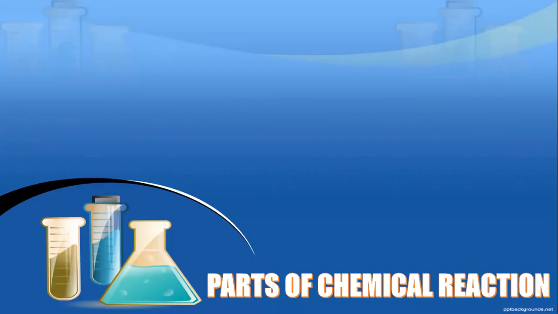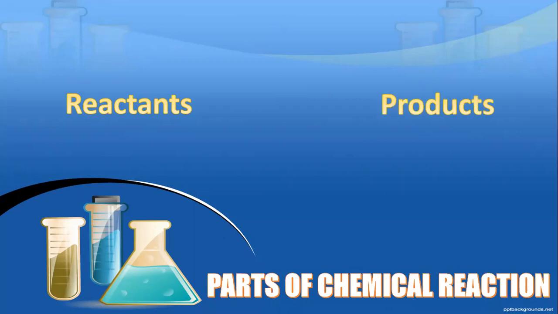The chemical reactions, once represented in an equation, have three parts. The first is the reactant. The reactant is a substance that is destroyed or broken by chemical change. The second is the product, which refers to the substance created by the chemical change. And lastly is the arrow, which is read as yield.